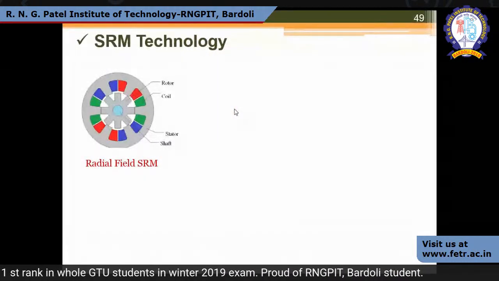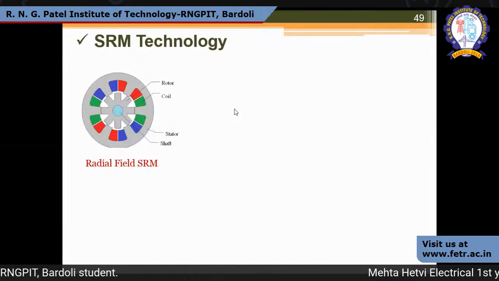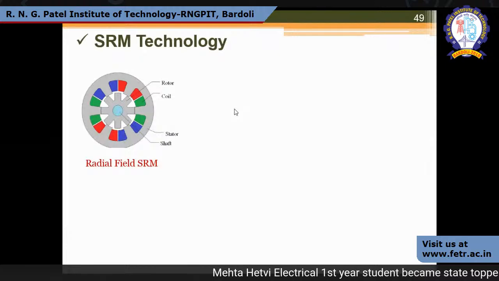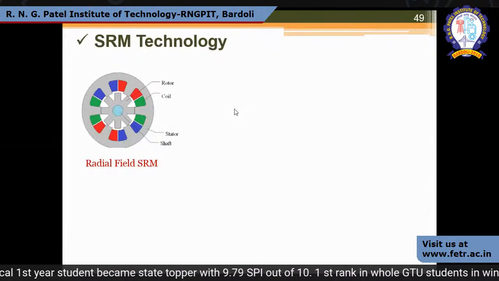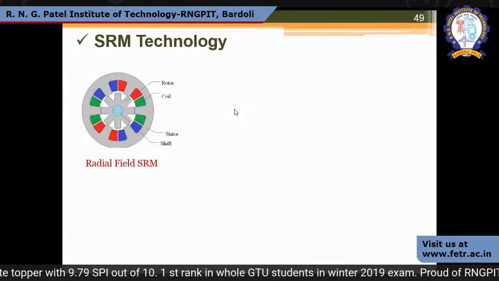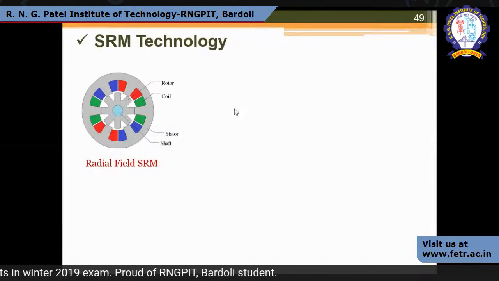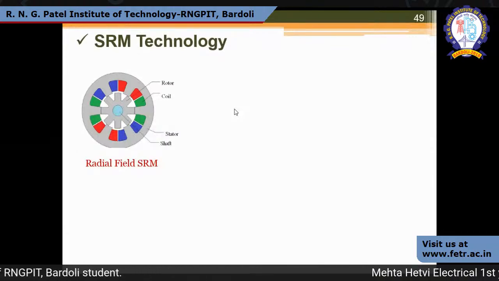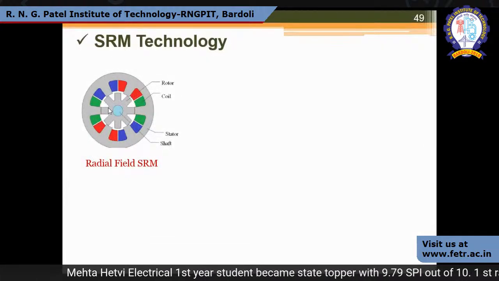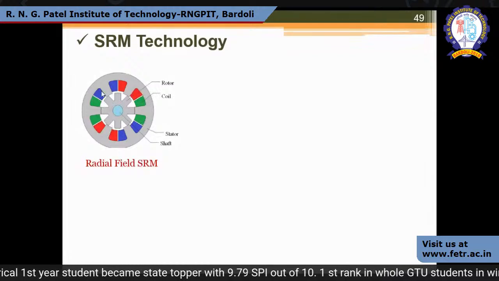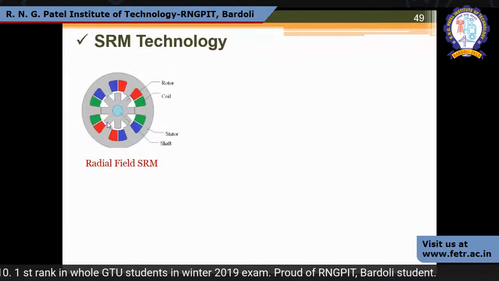Now the question is, there are many types of SRM available in the market. Look here, this is one radial field SRM. Observe that six poles are located on the inner side, on the rotor side. But here, the six poles are located on the outer side, and the rotor is made with eight pole structures.